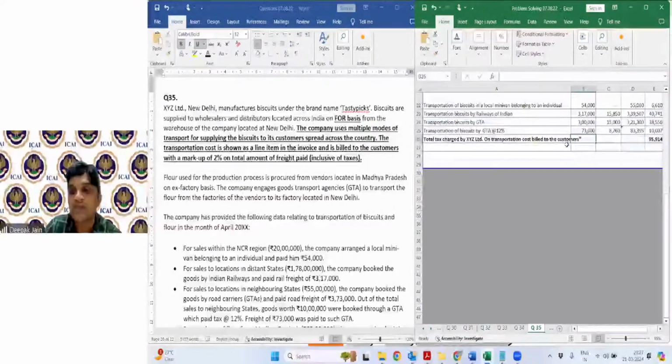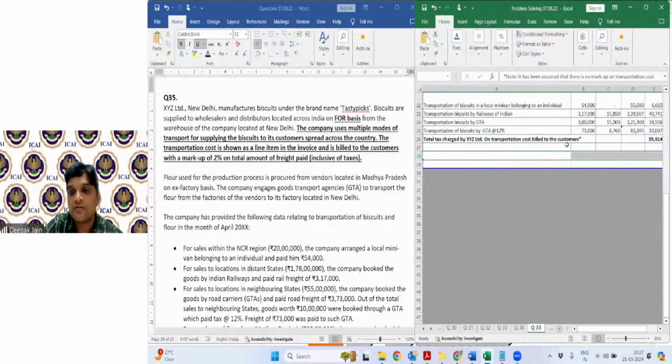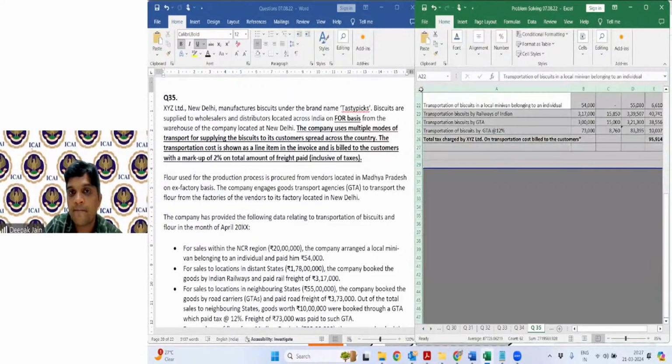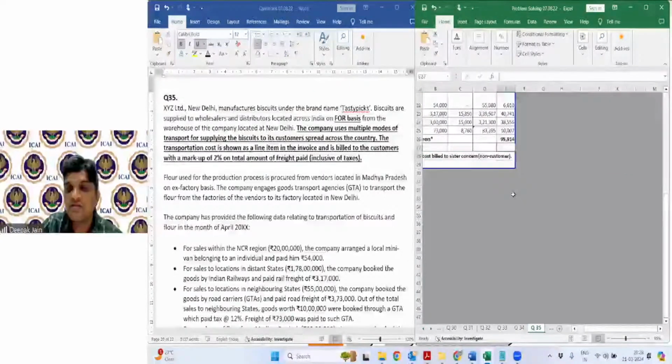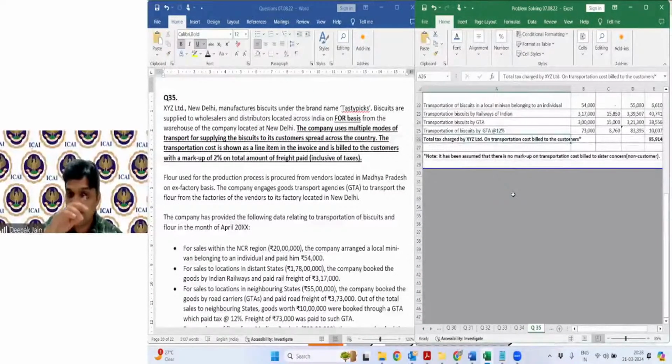So to my total customers, what GST will I charge? 95,914. Note, it has been assumed that there is no markup on transportation cost billed to sister concern. So if you are billing a sister concern, there is no markup there. This is your assumption. Clear? Very elaborate question, very detailed question, but a very good question to understand how to do the calculation of value and the addition and then charge the GST.